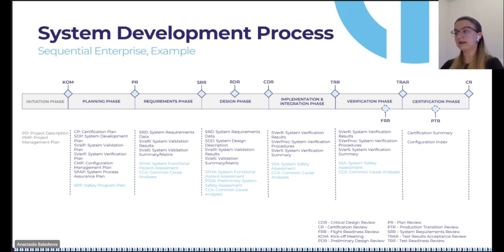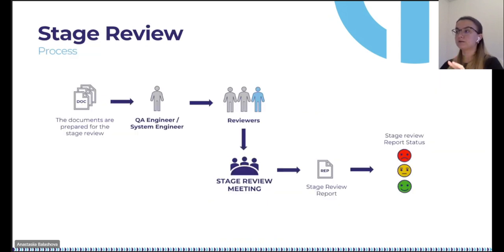The next stage is the planning phase, during which the plans that we discussed earlier should be developed. If the plans have been reviewed and approved by QA, we are ready for the planning review. Here, I would like to talk a little more in detail about how the stage review happens. When documents are ready for stage review, QA or a system engineer calls a stage review meeting. It's an official request to attend the stage review. The reviewers review artifacts, and then during the official meeting, all issues are discussed and recorded in the stage review report.